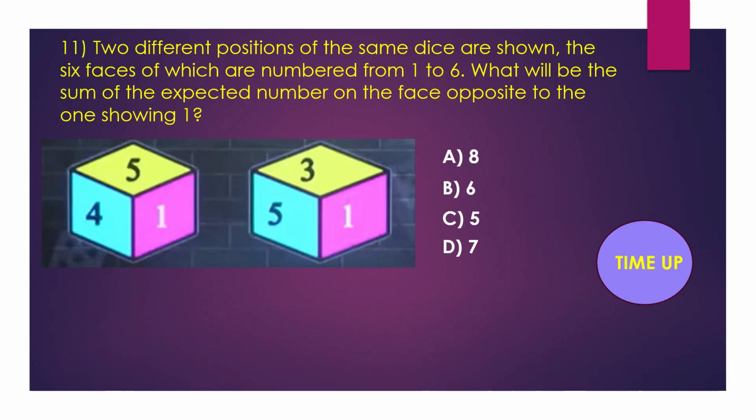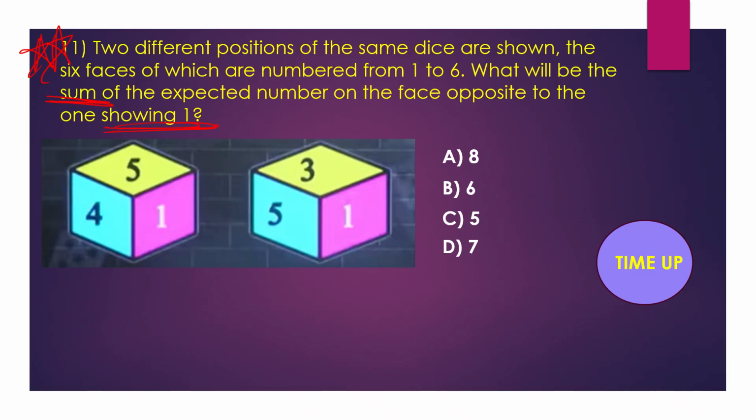Time up. So here, if you carefully read the question, two different positions of the same dice are shown, the six faces of which are numbered from 1 to 6. Mark this as very important, students. What will be the sum of the expected number? So here they have asked the sum of the expected number on the face opposite to the one showing 1. Okay, so what is the opposite of 1? They have not asked that, but they have asked what is the sum of it. Okay, so you need to find the sum.